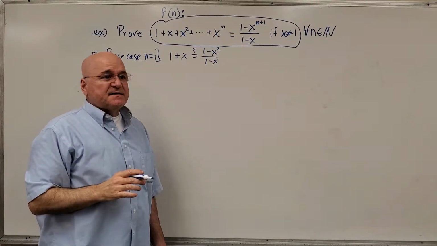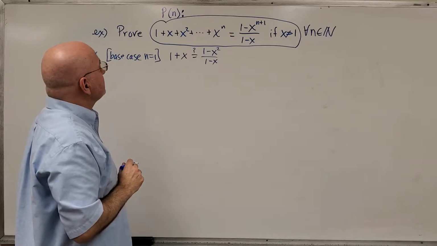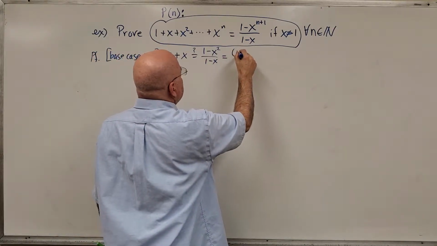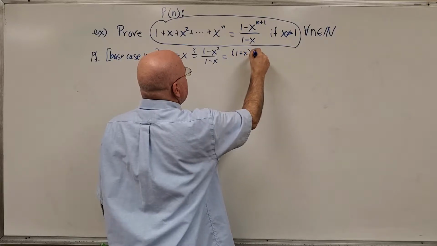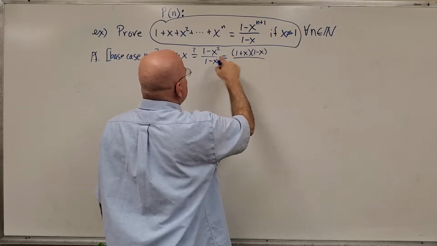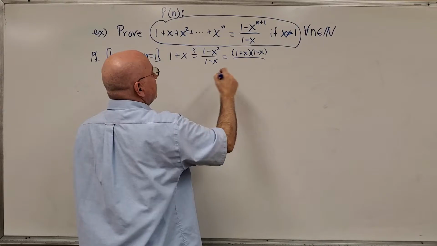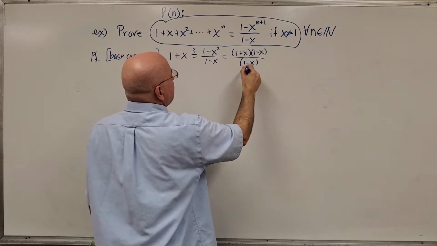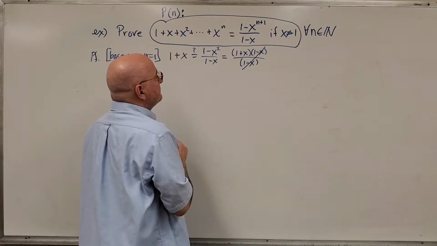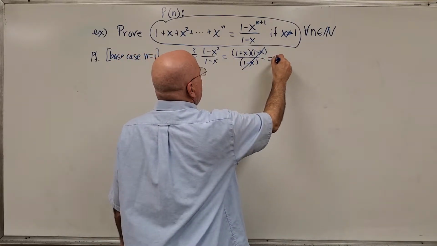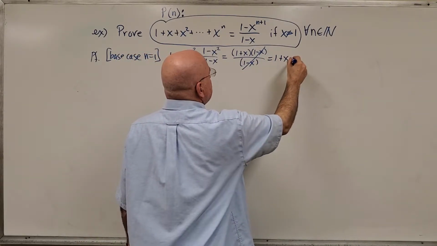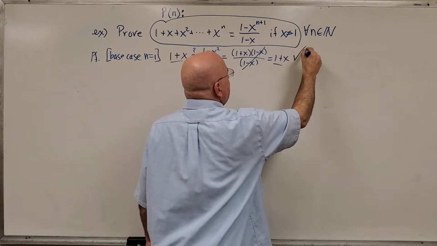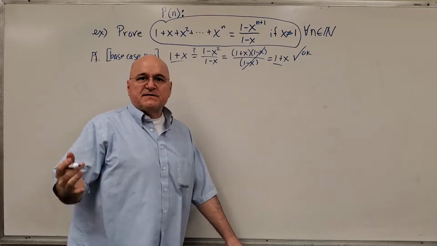Doesn't look exactly the same, but notice that that's a difference of two perfect squares. 1 plus x times 1 minus x, if you factor that difference of two perfect squares, over 1 minus x, I'll put it in parentheses because I'm going to cancel it out. And we get 1 plus x. That's exactly what we wanted. So there we go. Our base case worked.